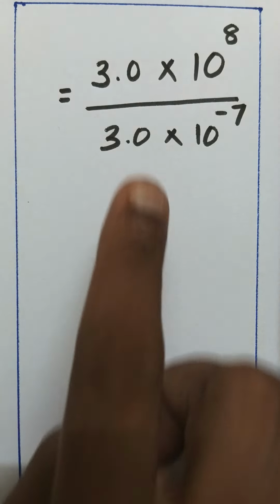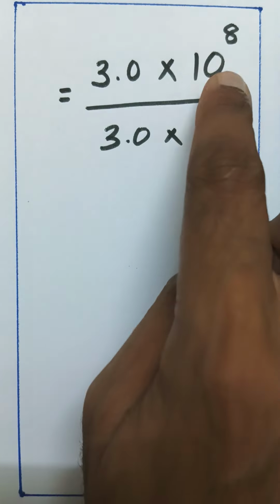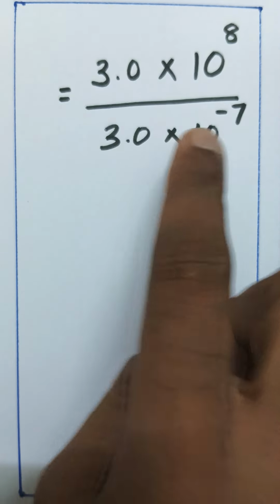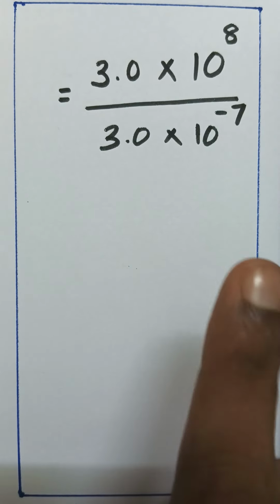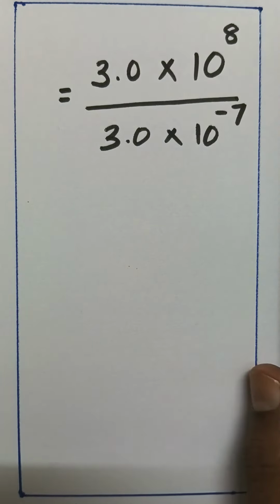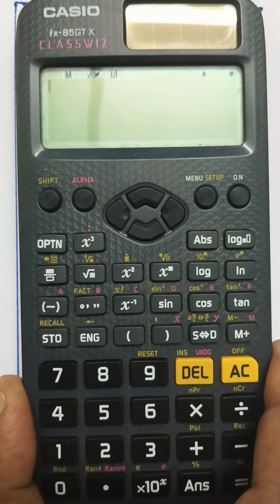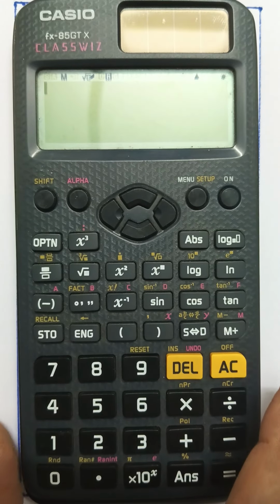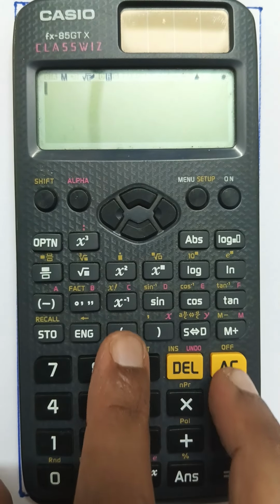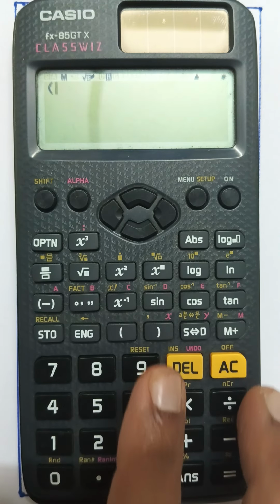Okay, so how do we divide 3 times 10 to the power 8 by 3 times 10 to the power minus 7? There are many ways to do it, but I am going to show you one of the very simple and easy ways. Right. So the first thing I would always recommend is to start with the simple bracket.